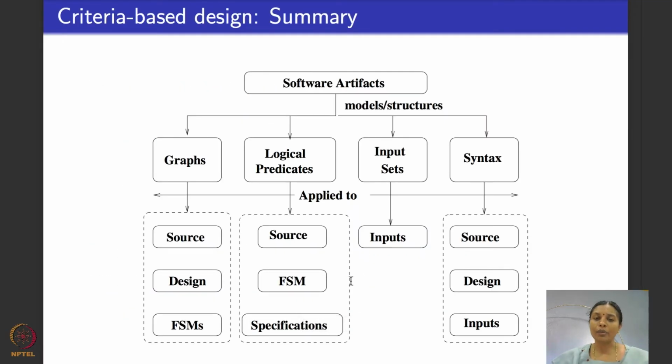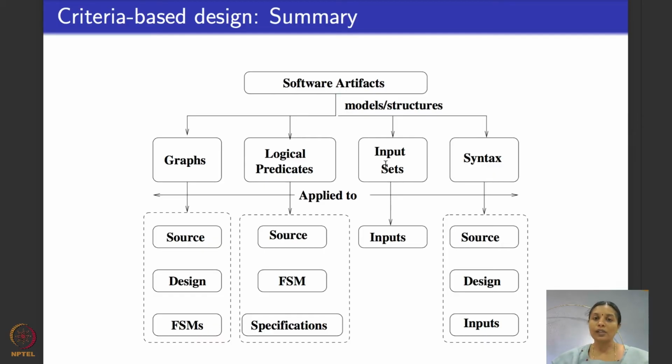Then this is a summary of the criteria-based design that we saw. I just repeated it to you, so I'll be brief here. Software artifacts could be source code, design, preconditions, postconditions, assertions, specifications, models like finite state machines, activity diagrams, and so on. I take them based on what I want to test. I can model it as a graph, model it as a logical predicate, consider only the inputs that go into the software artifact, or work with the syntax of the artifact.